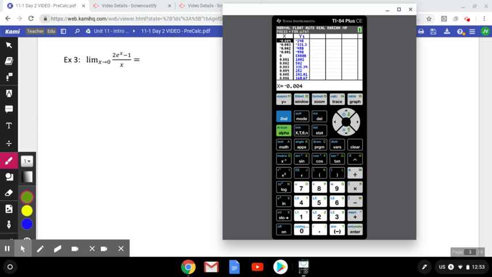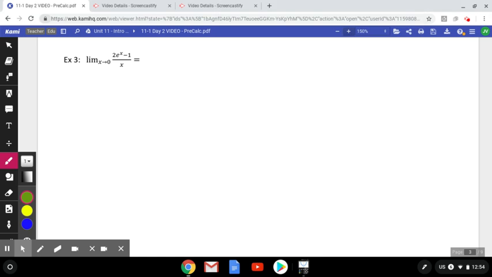From the right, the opposite happens. We've got 252, 335, 502, 1002. Those numbers are just getting bigger and bigger and bigger. So I think for this one, we're going to say that this limit does not exist. And the reason is because the limit from the left, which is negative infinity, is not the same as the limit from the right, which is positive infinity.